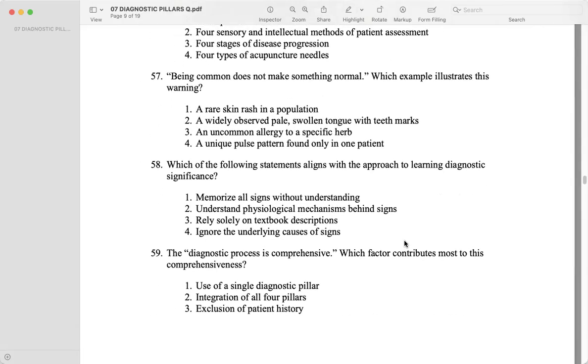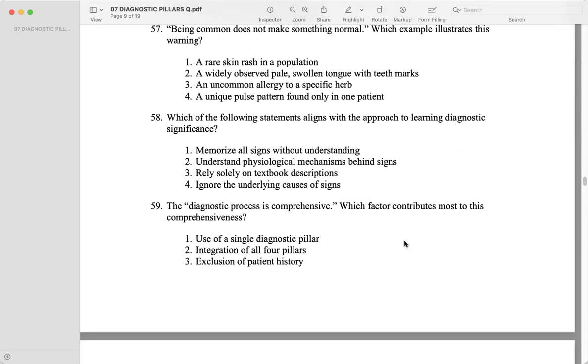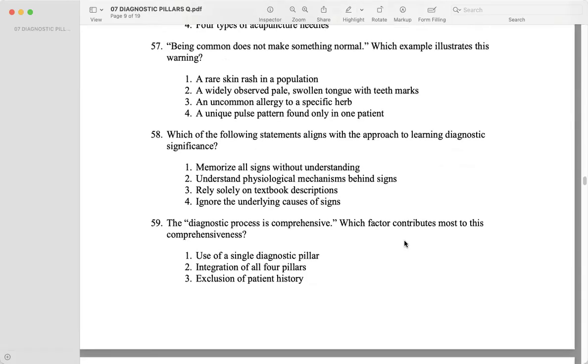Which example illustrates this warning? Widely observed pale, swollen tongue with teeth marks. So what immediately comes to mind? If you see this kind of tongue, what do you ask the patient right away? What is the first thing that you will ask when you are suspecting Qi deficiency?